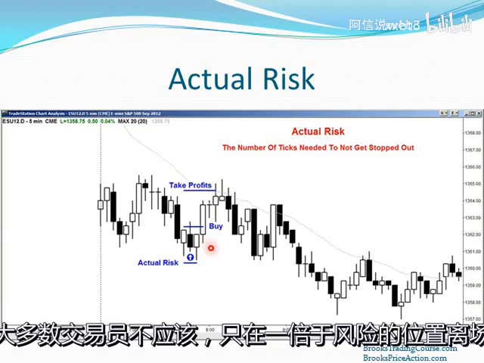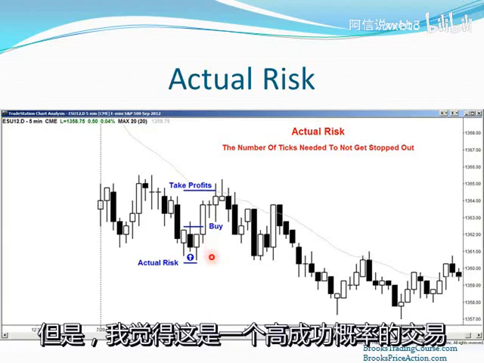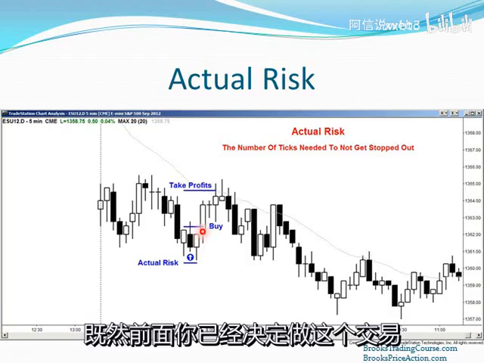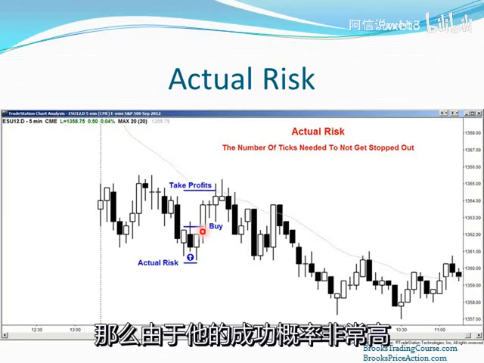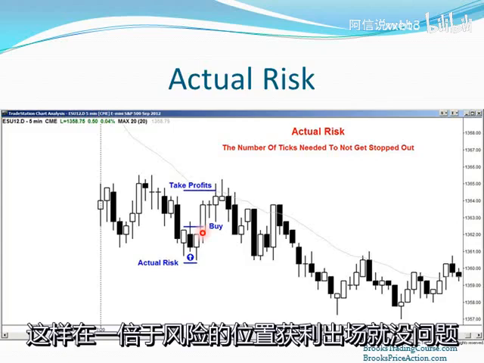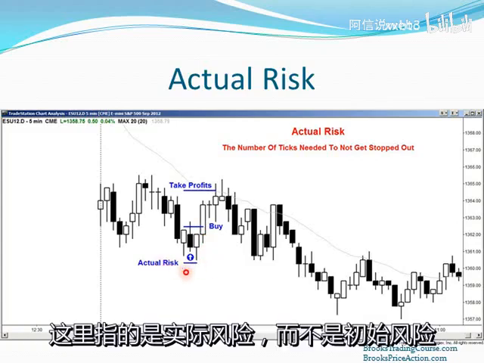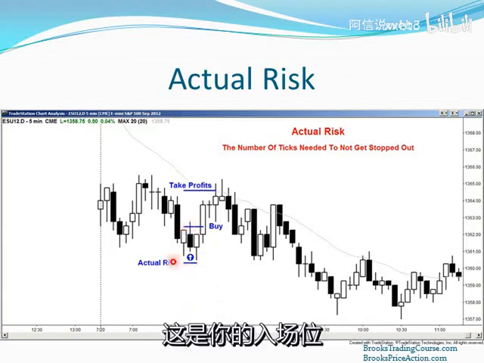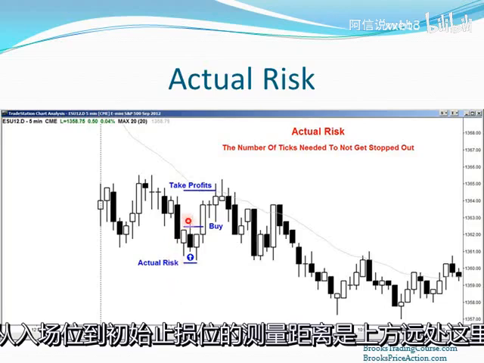Most traders should not be going for 1 time the risk, but this is, I think, a high probability trade, especially when it turned up the second time. And had you decided that you were going to take the trade, given that the probability was high that you would be successful, you could get out at 1 times your risk. The actual risk, not the initial risk. The initial risk was all the way down here. Here's your entry price. So the initial risk was from your entry price all the way down there.